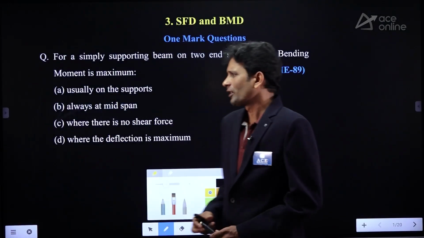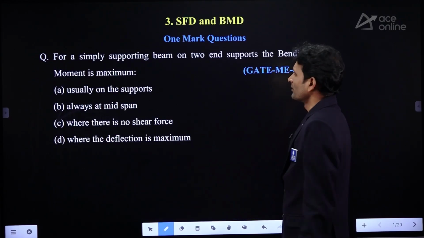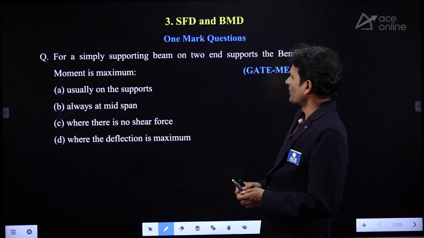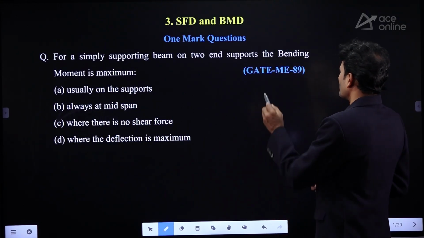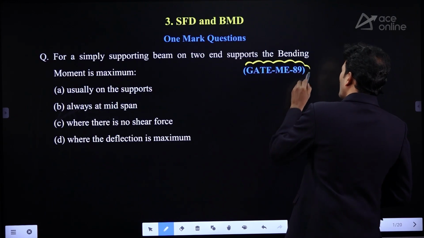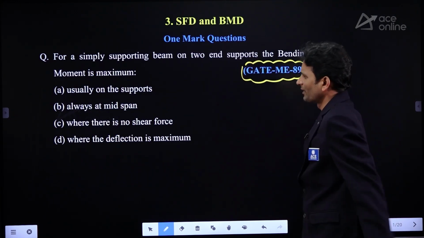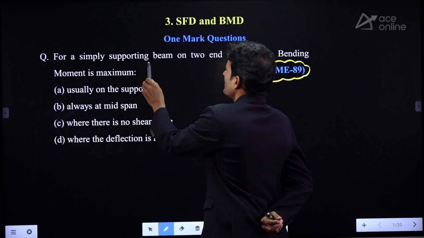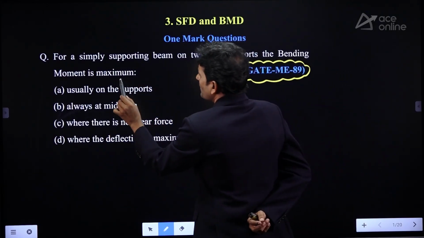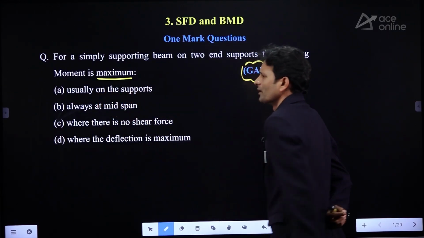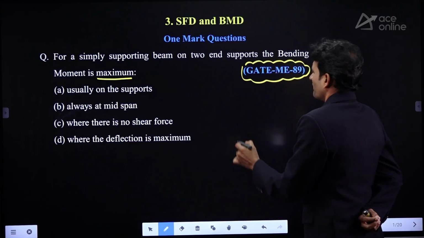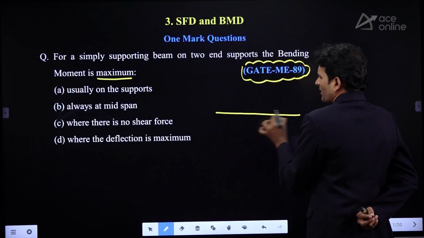Now we are going to solve numericals from another topic, that is SFD and BMD analysis in case of beams. First, let us take one more question. See the first question. This is a good GATE 89 question. Very long back, but take the question. For a simply supported beam on two end supports, the bending moment is a maximum. Here it is asking about the bending moment location for a simply supported beam. So, I am having a simply supported beam something like this.